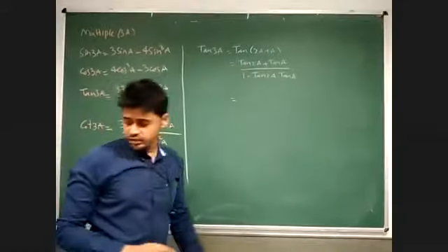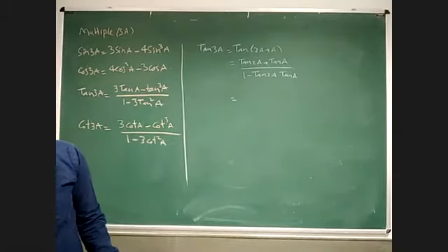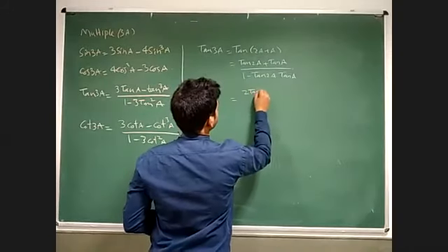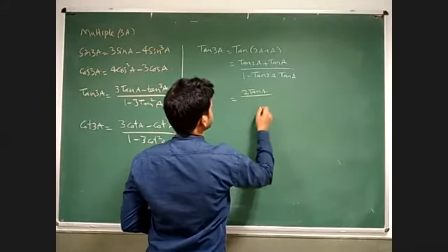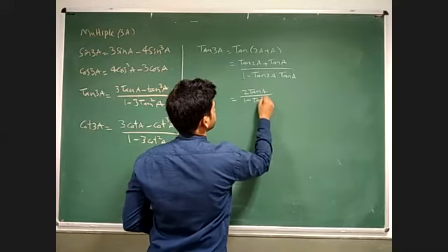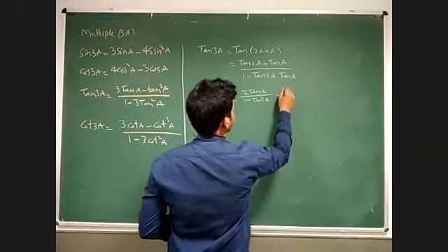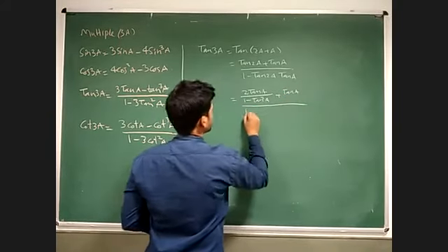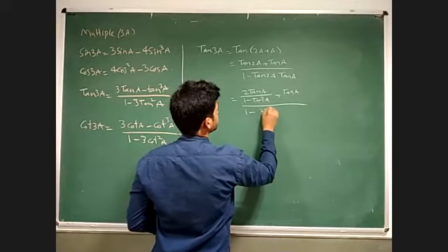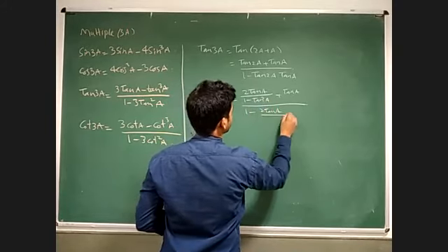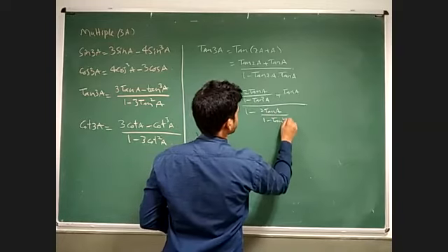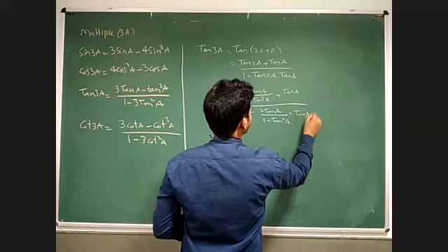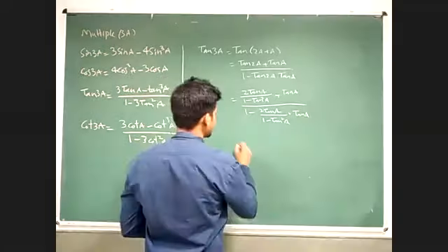What is the formula of tan 2A? Tan 2A is nothing but 2 tan A by 1 minus tan square A. Right. Again here we have tan A. Then 1 minus 2 tan A by 1 minus tan square A into tan A. Okay, just make them simplified.